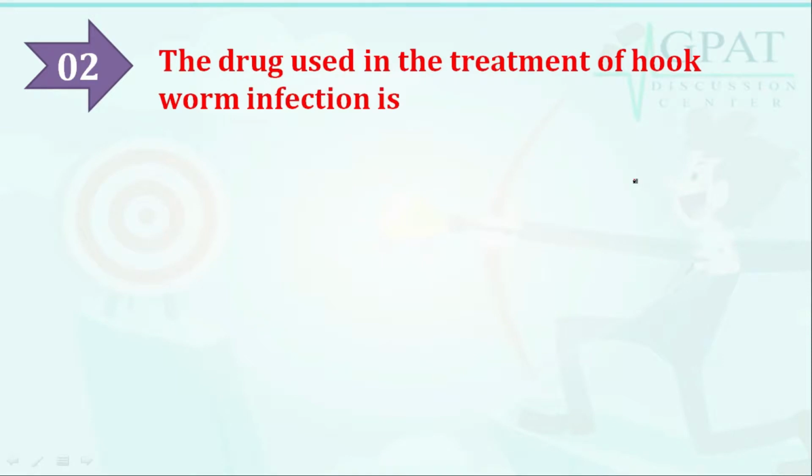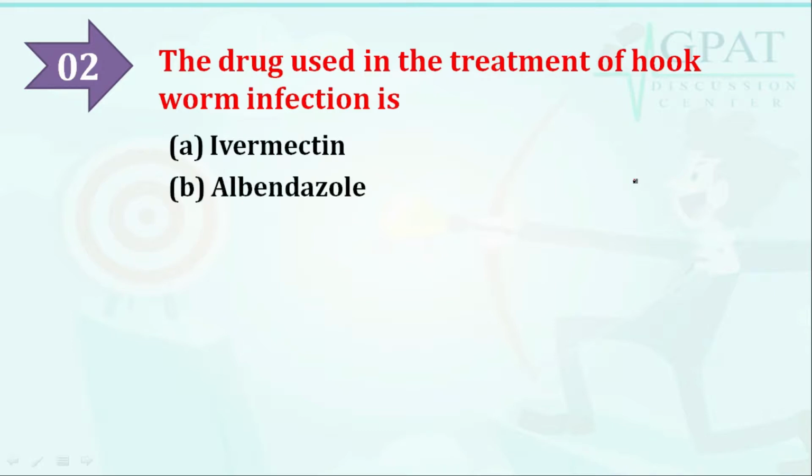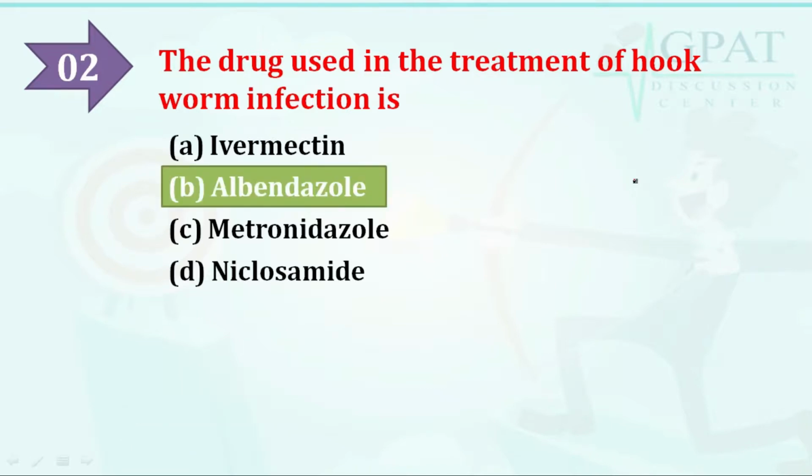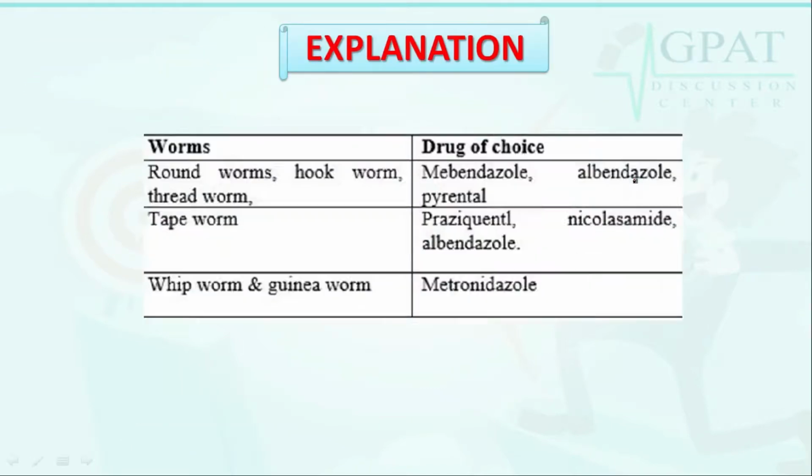The drug used in the treatment of hookworm infection: option A is ivermectin, option B is albendazole, option C is metronidazole, option D is nicotinamide. And the correct answer is that the drug used for treatment of hookworm infection is albendazole. So let's discuss with the help of an explanation.